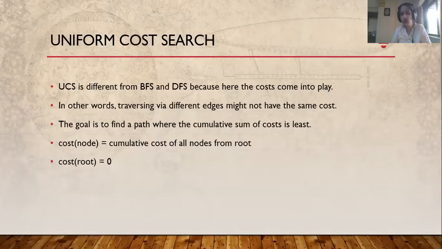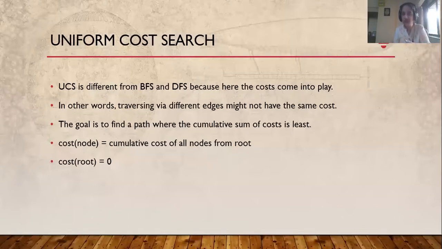So now the goal is to find a path where the cumulative sum of cost is least. Okay, now what do we mean by cumulative sum of cost? We are starting from the root node and we have to reach a goal state. Cumulative means, let's say, the cost from root to node 1, then from node 1 to node 2, node 2 to node 3, node 3 to node 4, node 4 to node 5, and let's say node 6 is the goal node.